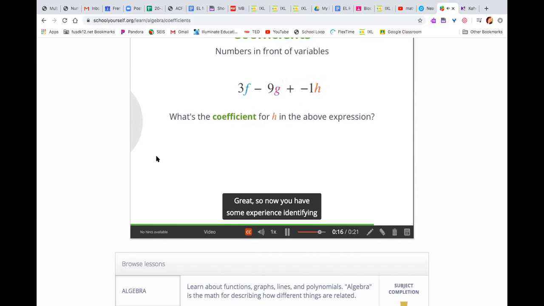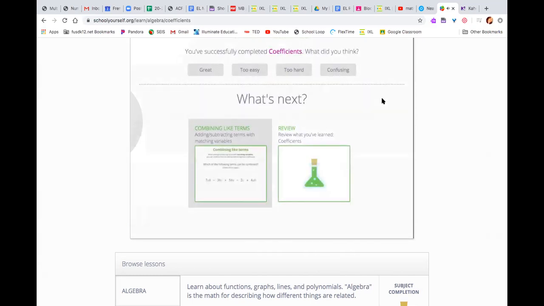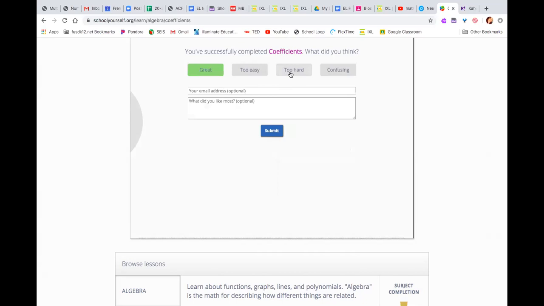Great. So now you have some experience identifying coefficients in algebraic expressions. Okay, so that's the video, and it says, what do you think? Is this great? Is it too easy, too hard, or is it a little confusing? Which one are we thinking? Great? Even though when it says minus, now we want to turn it to a plus negative number? It's confusing. All right. What do you think?